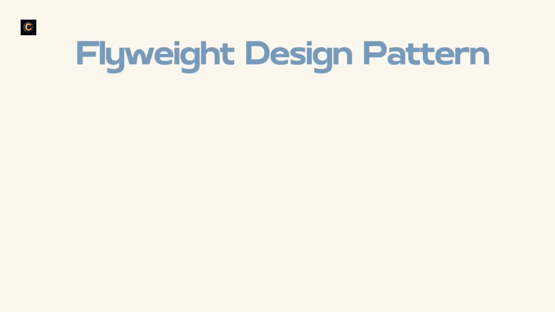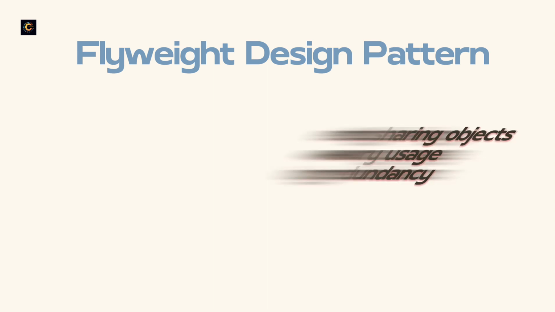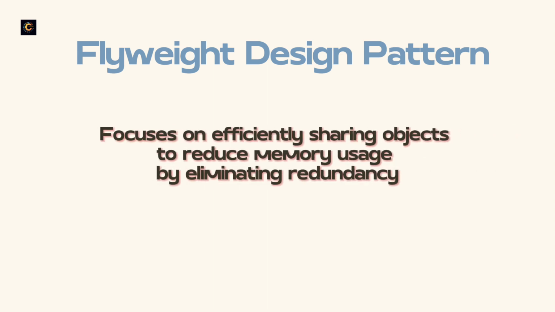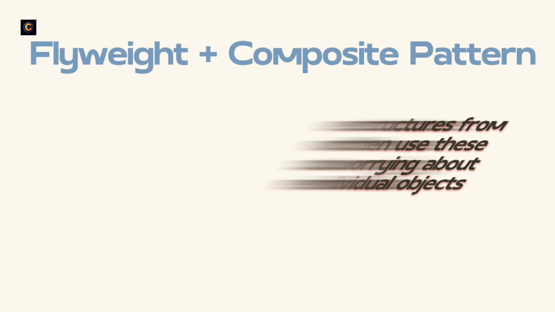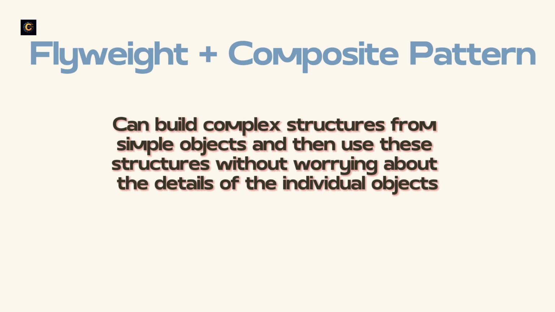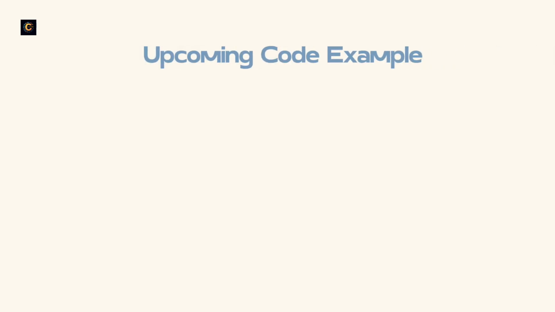Coming to the flyweight pattern, it focuses on efficiently sharing objects to reduce memory usage by eliminating redundancy. In both the patterns, you can build complex structures from simple objects and then use these structures without worrying about the details of the individual objects. We will understand it in depth later on. Now, let's see how we can use these patterns in our daily applications with some code examples.